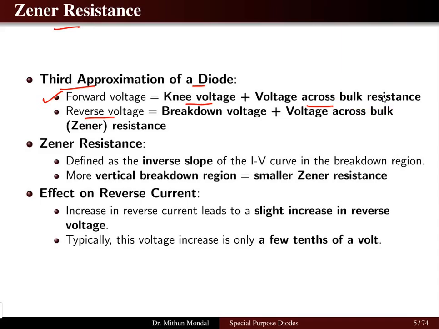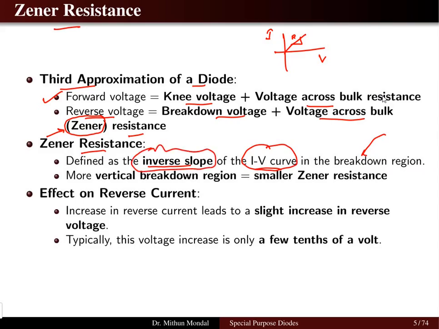The reverse voltage is the breakdown voltage plus the voltage across the bulk resistance. Now here, since the resistance is in the breakdown region or in the reverse region, we are talking about the Zener resistance. Zener resistance is defined as the inverse slope of the current voltage characteristic. We know from Ohm's law that if we draw the curve between current and voltage, we get a straight line, and the slope of this curve generally represents the resistance, for any normal VI curve. So when we see the VI curve in the breakdown region, the inverse slope is basically defined as the Zener resistance in accordance with Ohm's law.